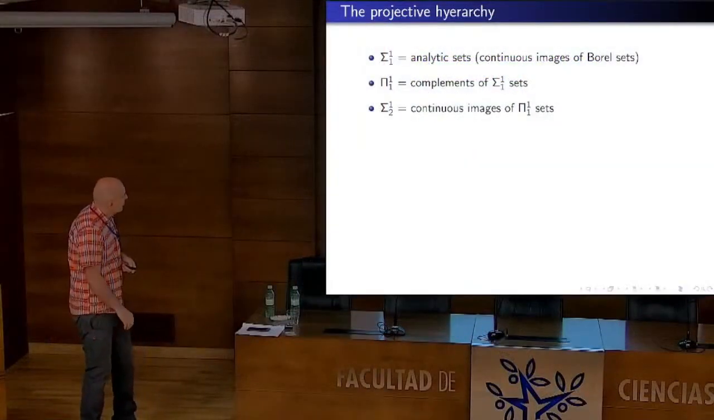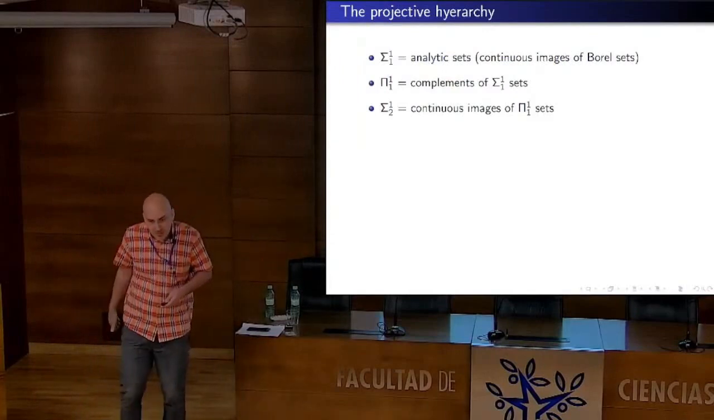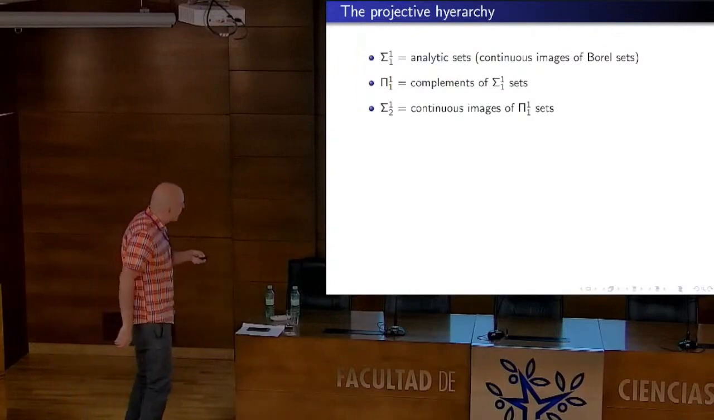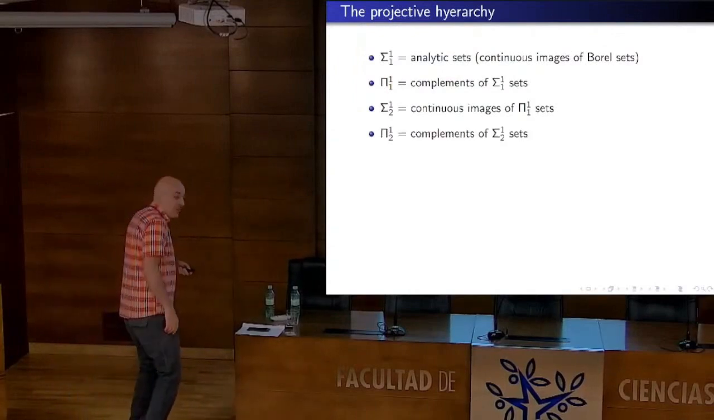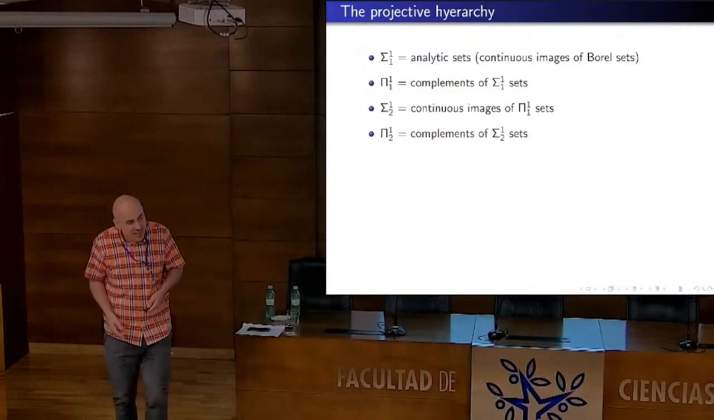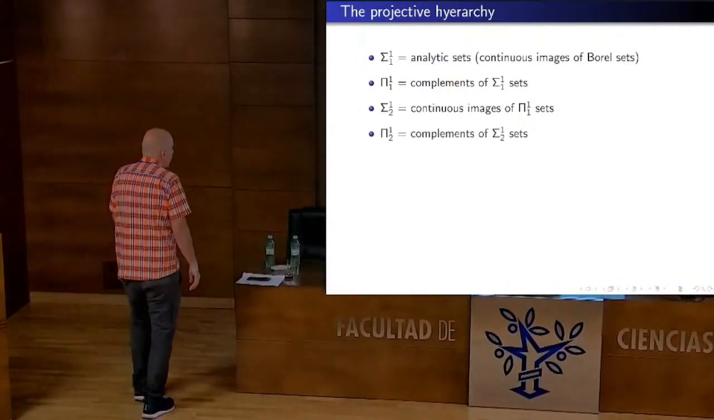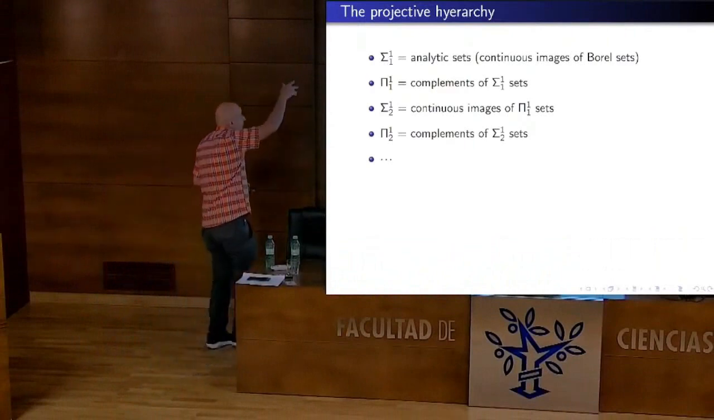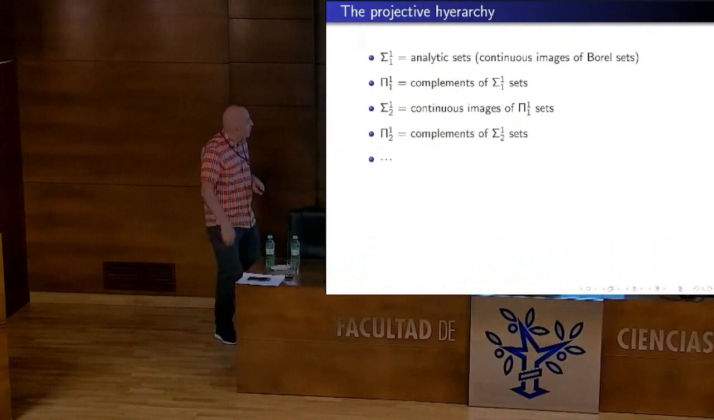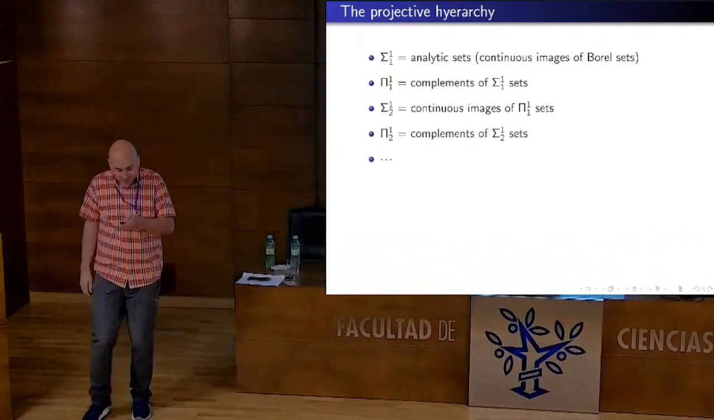I will also manipulate Sigma 1 2 sets, which are the continuous images of the Pi 1 1 sets, the coanalytic ones. Once I have these, I can take their complements, and they are the Pi 1 2 sets. Then I could take the continuous images of the Pi 1 2 sets to get the Sigma 1 3 sets, and their complements would be the Pi 1 3 sets. And I could continue in this way. In general, all the classes of sets that I obtain in this form, all the Pi 1 n or Sigma 1 n, are called the projective sets.